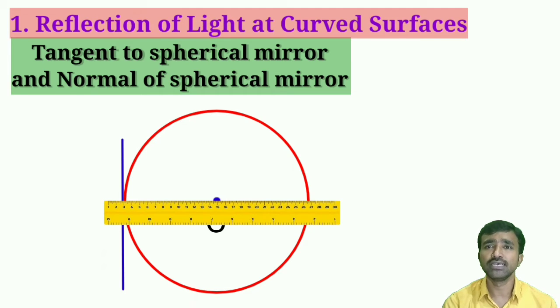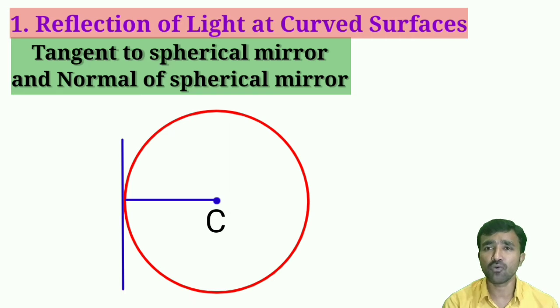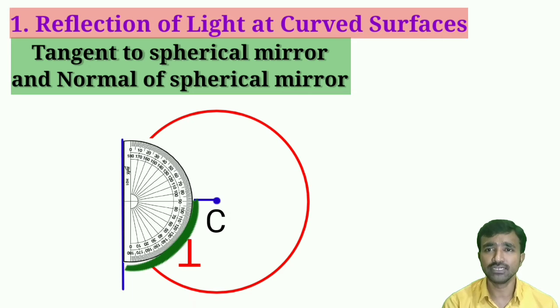Then join the center and the point where the tangent meets the circle. The line you have drawn inside the circle from the center to the boundary is called the radius of the circle. You have to verify whether this radius is perpendicular to the tangent at that point. Use the protractor to verify this, then identify the angle.